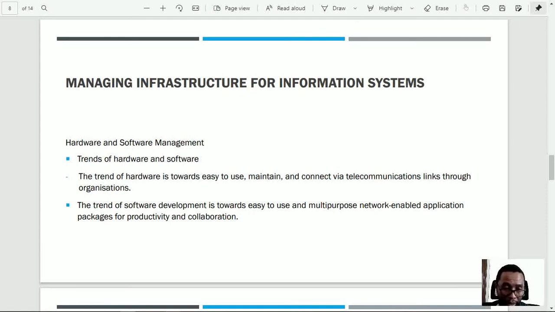That's important. And then the trend of software development is towards easy to use, multi-purpose, network enabled application packages for productivity and collaboration. So it's all about getting the right hardware or software that would enable us to perform optimally or to get value from our business processes.